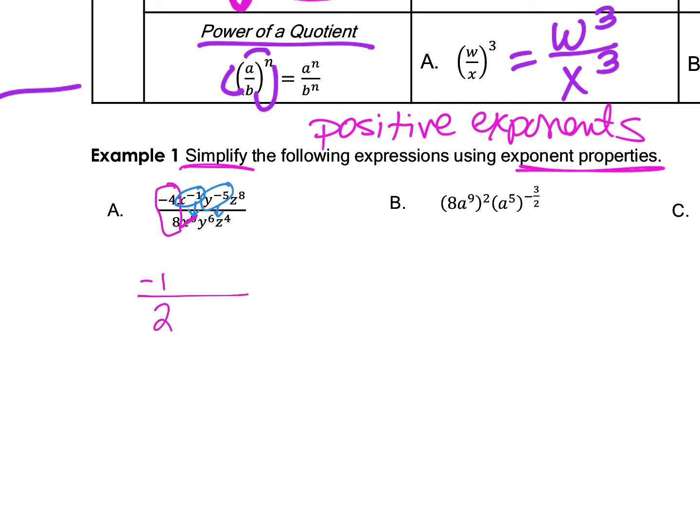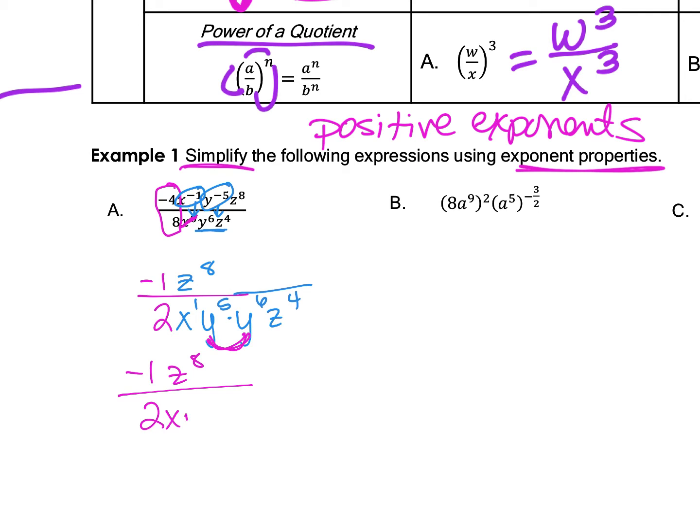So I will have a z to the 8th on top. I'm moving down an x to the positive 1 now, a y to the positive 5th, and then I still had the y to the 6th, z to the 4th. All right, so notice that I can combine these y's down here. I'm multiplying the y, so I add the exponents. That would be y to the 11th.